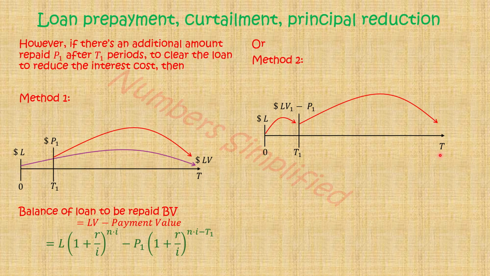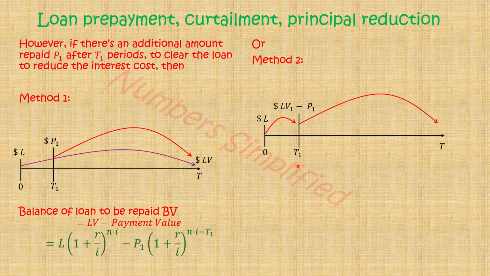And take note, (1 plus r over I) raised to the power NI minus T1, because this is the value from the time we make the payment up until the end, or when the loan is due. So that is how we would get the balance to be repaid.